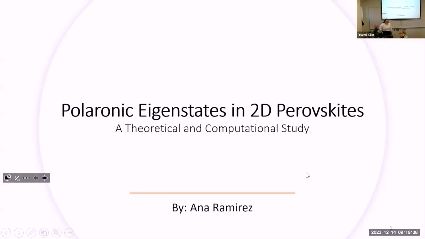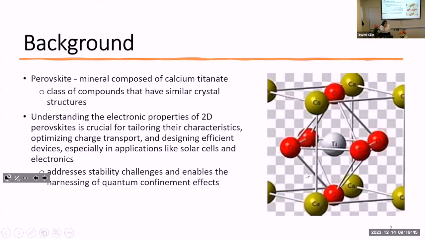Okay, so I will be talking about the Polaronic Eigenstates in 2D Perovskites. Some background: a perovskite is a mineral composed of calcium titanate or other compounds with similar crystal structures. And this is the calcium titanate pictured.